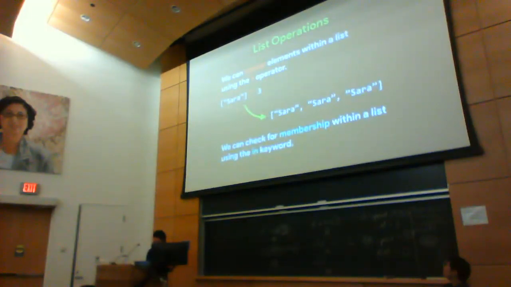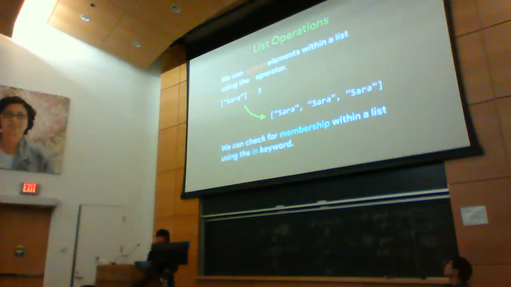There's also the repeat operator, like we saw with strings, for lists. So if we do a list of Sarah, just Sarah, multiplied by 3, then we see Sarah, Sarah, Sarah. And you can check for membership within a list using the in keyword. So if we say Sarah in that list, it will return true. If I said John in that list, it would be false because you don't see John in your list. Does that make sense? Perfect.